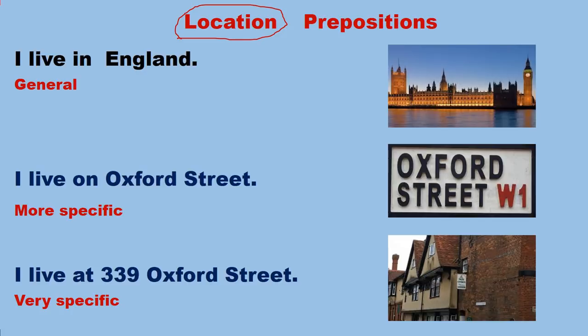This is more specific. Once again, the main difference between these three prepositions when talking about location is the following. We use in to talk in a general way. We use on to talk in a more specific way.